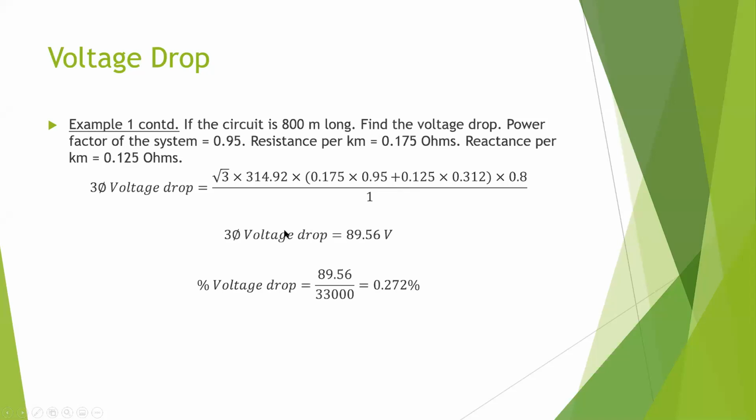These are medium voltages, so 89.56 is not a very huge value at these voltage levels. In LV, your voltage drops are very low. But when it comes to high voltages, this is a very small amount. So the voltage drop percentage is only 0.2%. So very good voltage drop, very acceptable.